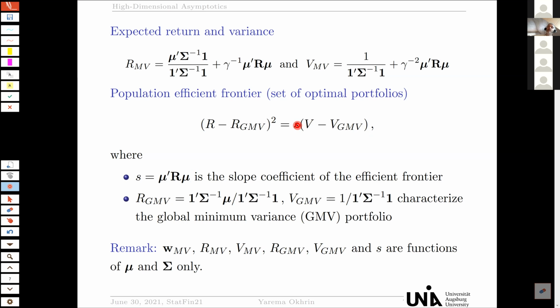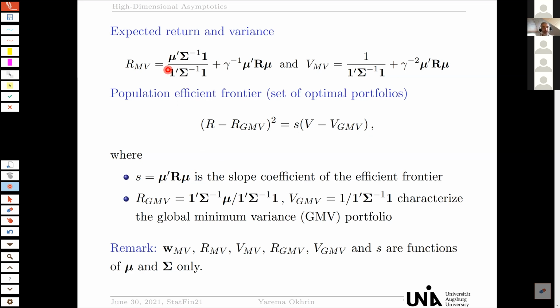If S is very large, then our efficient frontier goes up very quickly. In fact, all those quantities on this slide and on the previous slide depend only on mu and sigma. So with mu and sigma, you can get any characteristic of our portfolio and of our efficient frontier. Now, mu and sigma are unknown, of course, and in practice, they must be estimated.